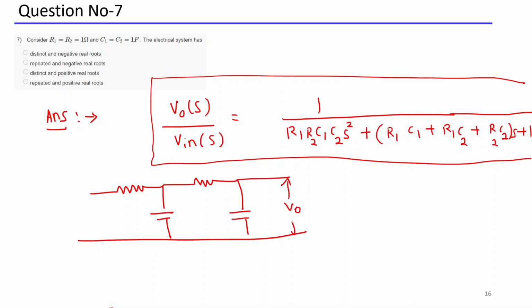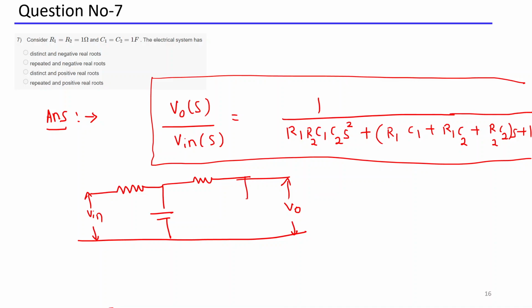So here is V naught and here is Vn. Sometimes in exams they will remove one component. Let's say this C2 part is not there, only R1 R2 like this. In that case, you just put C2 equal to 0 in this expression, whatever the output by input is.